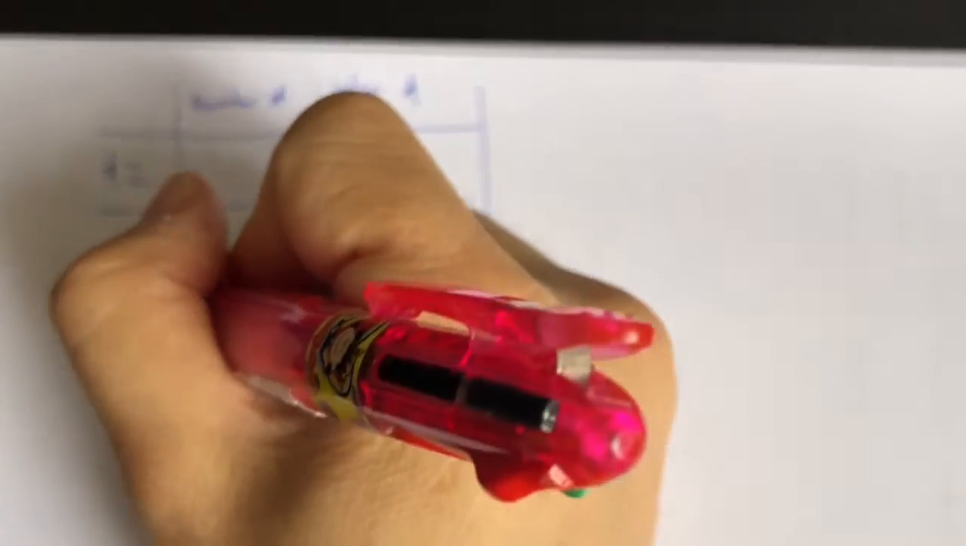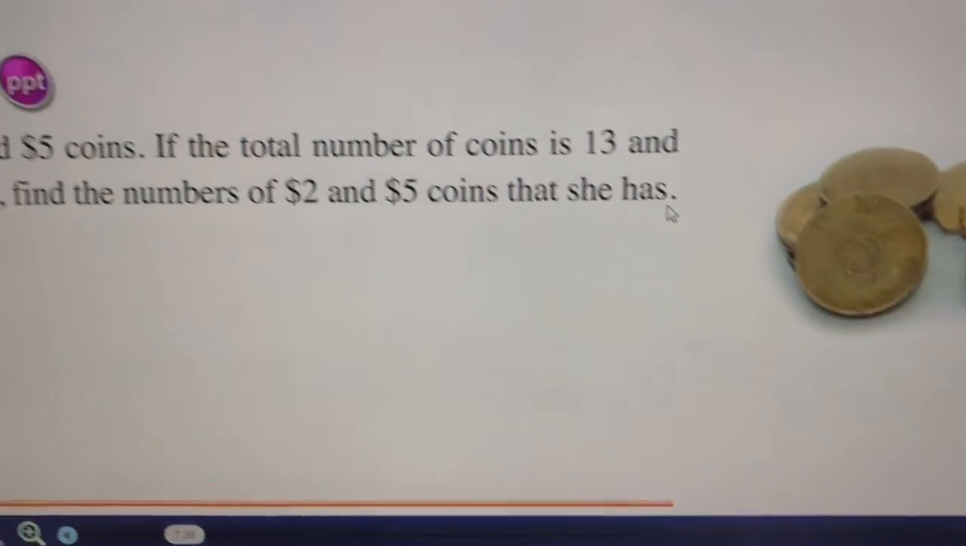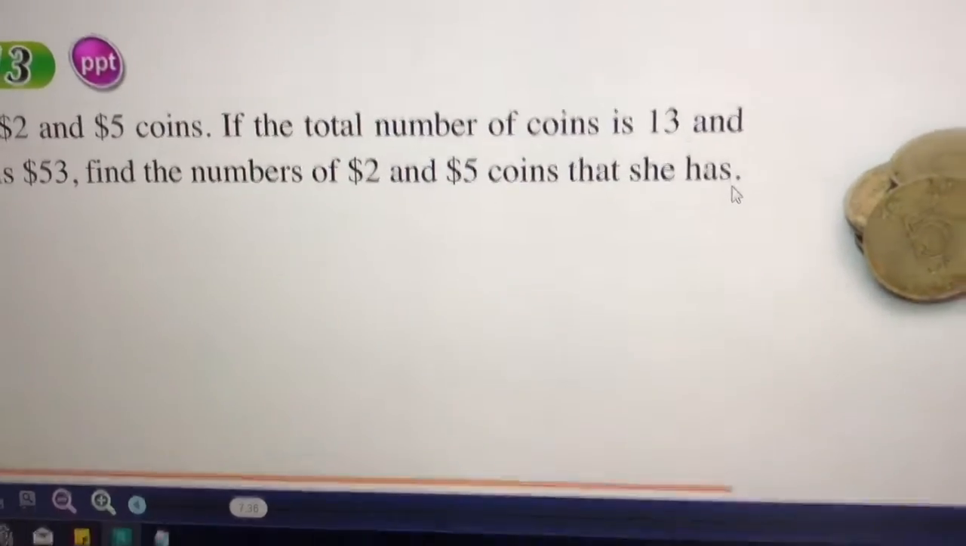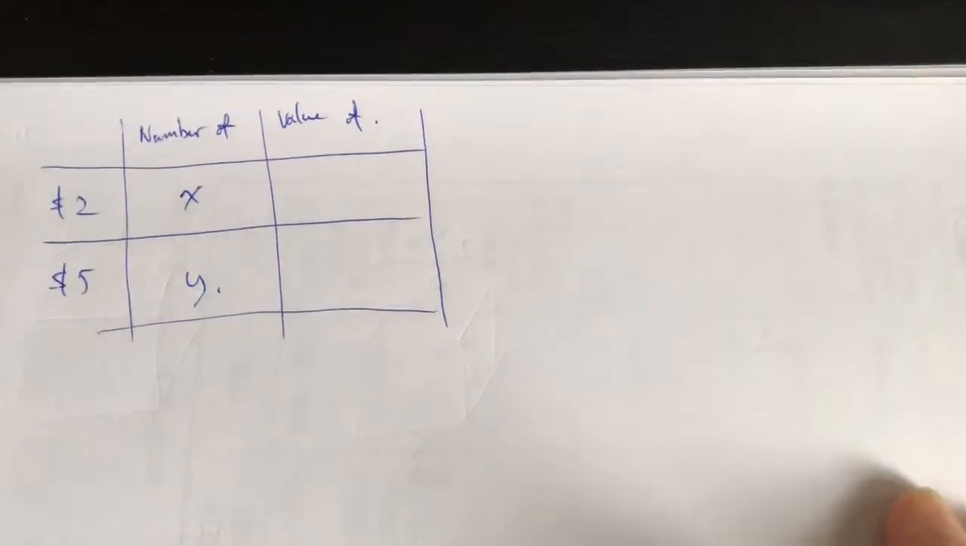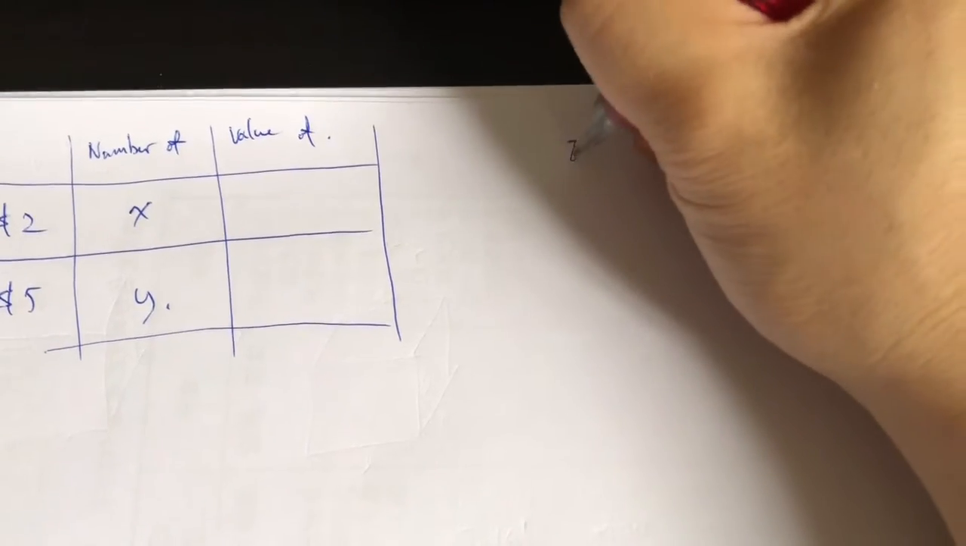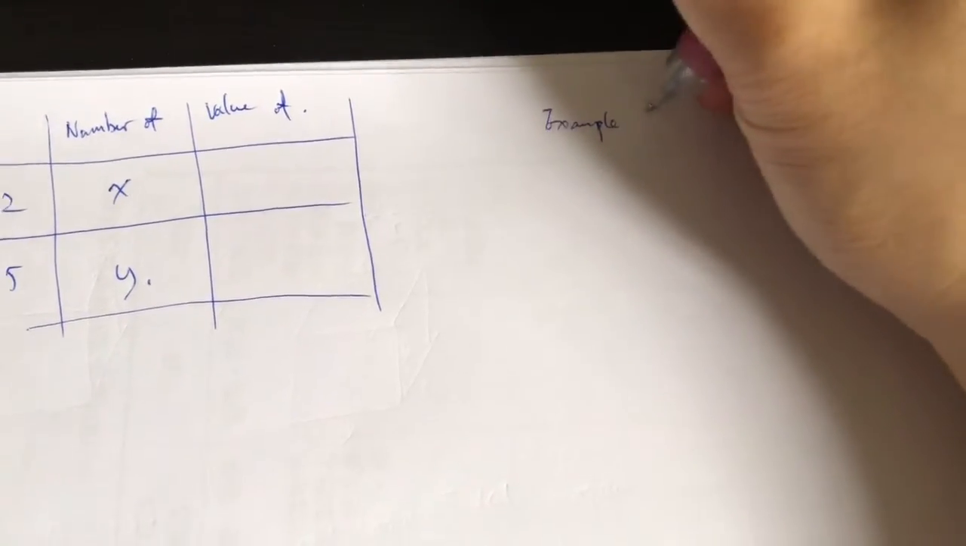Okay, so first of all, maybe we should give the unknowns, because the question asks you to find the number of $2 and $5 coins, so you may just give an unknown to $2 and $5. Okay, and then let's start to answer the question on the right hand side here.